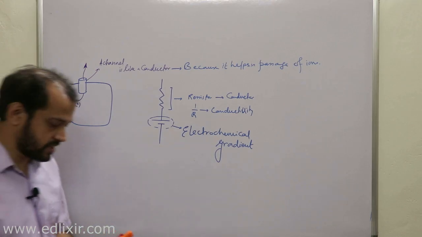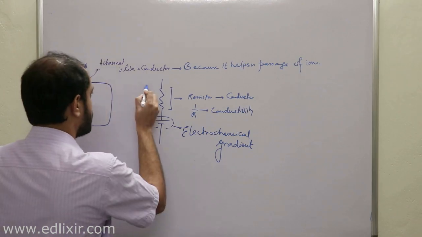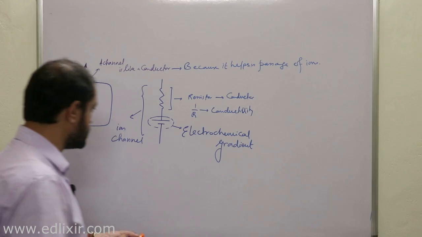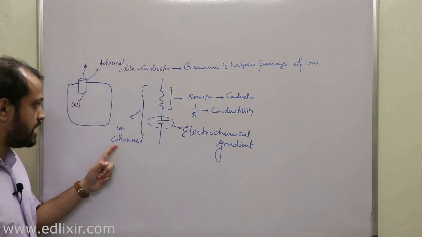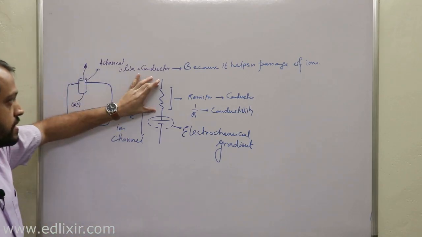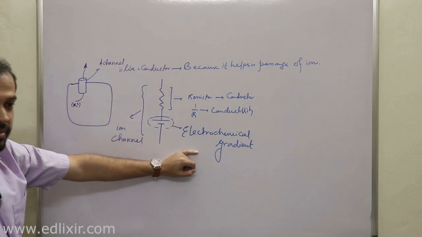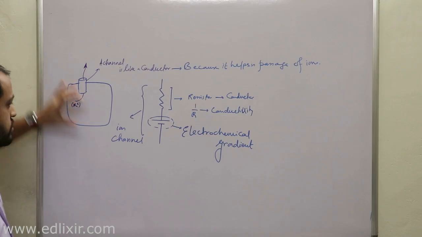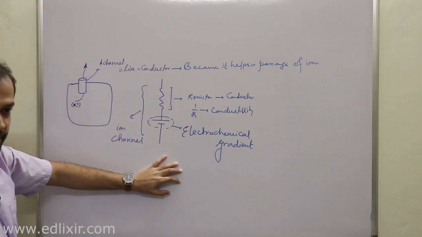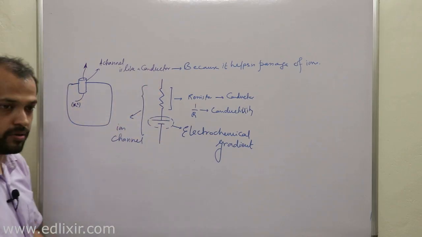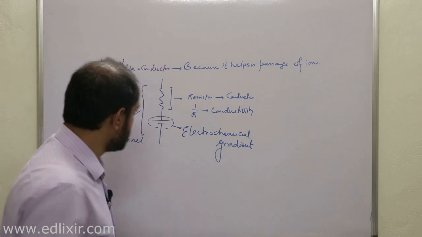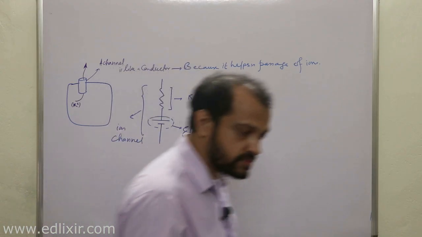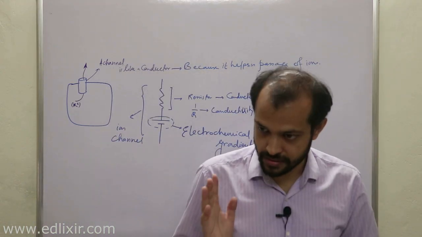Now listen with all your attention. This is actually your ion channel. What is an ion channel here? An ion channel is a conductor with an electrochemical gradient. This scenario is shown by this particular circuit, okay? Now listen with all your attention. Similarly, like this, we can draw a sodium channel, a potassium channel.